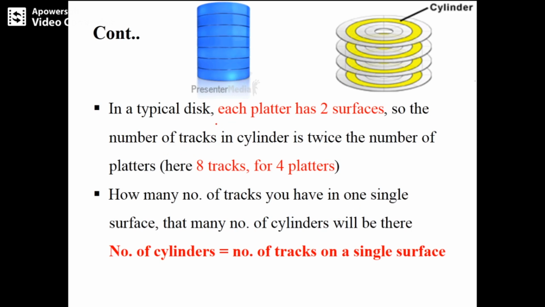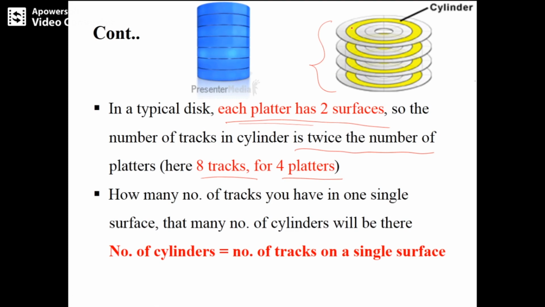In a typical disk, each platter has two surfaces. We have already seen this in the organization. We have two surfaces for one single platter. So if you consider four platters, we have 8 different surfaces. How many tracks are in the cylinder we can find out by multiplying by 2. That means 8 tracks are there for 4 platters.